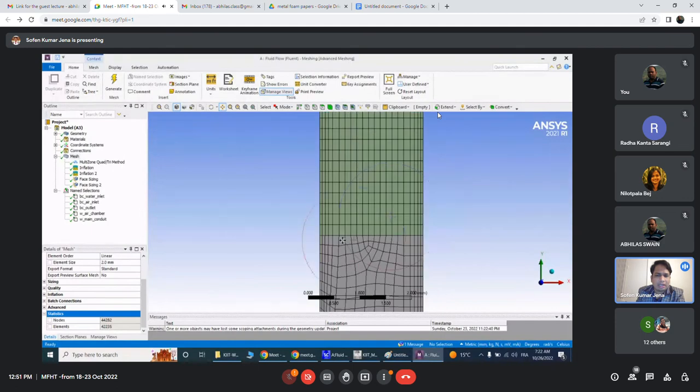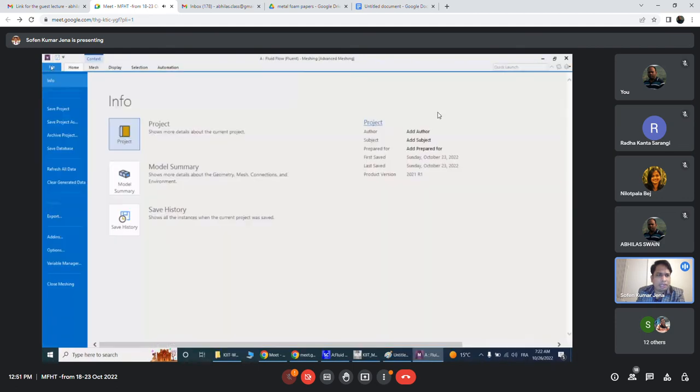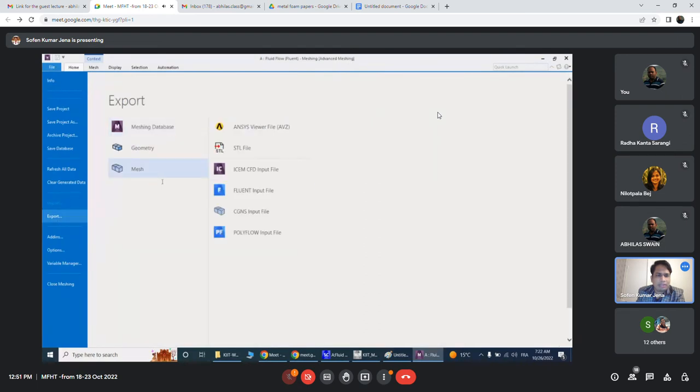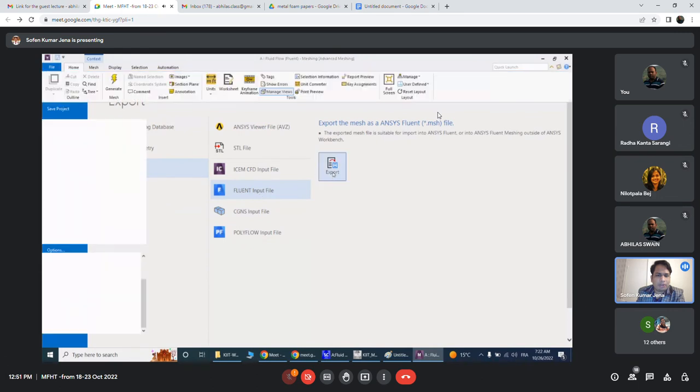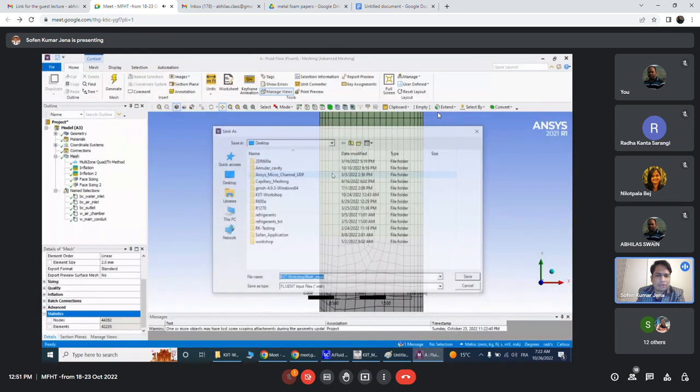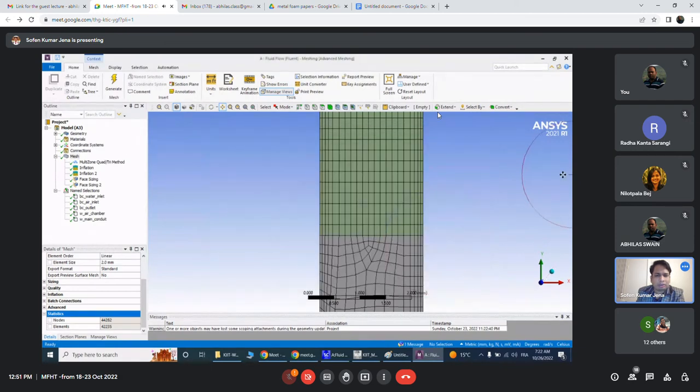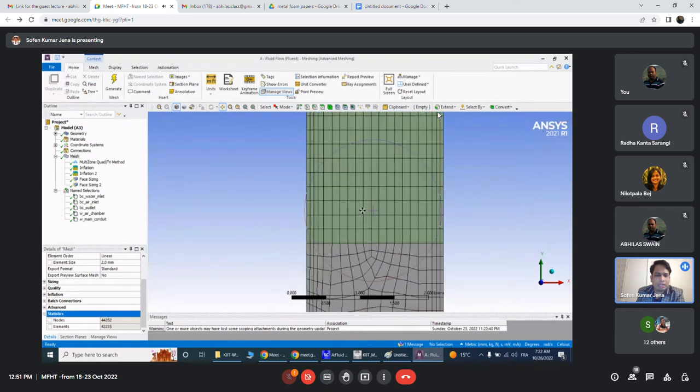Then once your meshing is done, you go over here, file, export, mesh, okay, then Fluent input file, export. You can export the file in the MSH format, which I have already done for this particular mesh. So once it is done, your mesh is now exported for use in Fluent. Now we come out of the meshing mode.